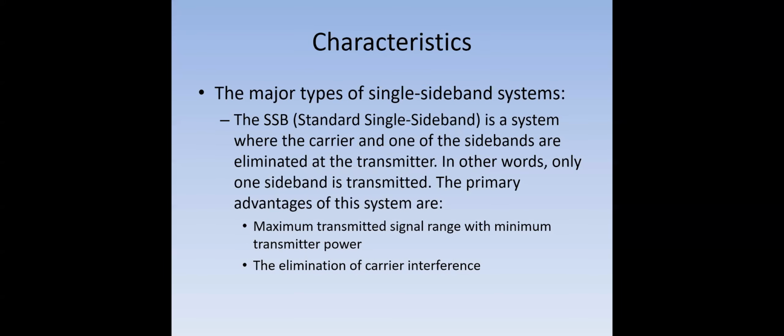So here we have the major types of single sideband systems. The standard single sideband is a system where the carrier and one of the sidebands are eliminated at the transmitter. In other words, only one sideband is transmitted. The primary advantages are maximum transmitted signal range with minimum transmitted power, because when you think about it, if we're transmitting both the upper and lower sidebands, it's going to require more power. And then there's also the elimination of carrier interference. So these are some of the advantages of the single sideband system.